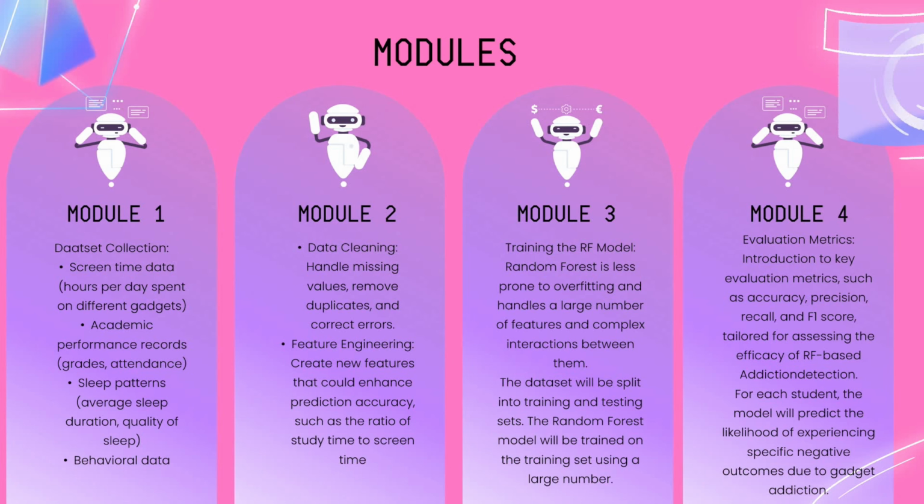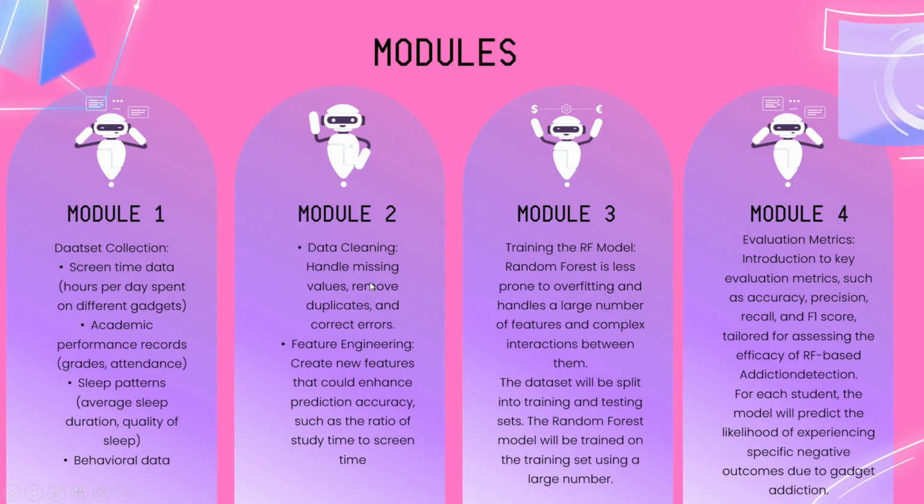Okay. This is the project module structure. First module, data collection module. Second module, data cleaning and pre-processing module. Third module, training module. Then the evaluation module. In the data collection module, you can get various data like screen on time, academic performance, sleep pattern, and behavioral data. These are the data we are going to collect.